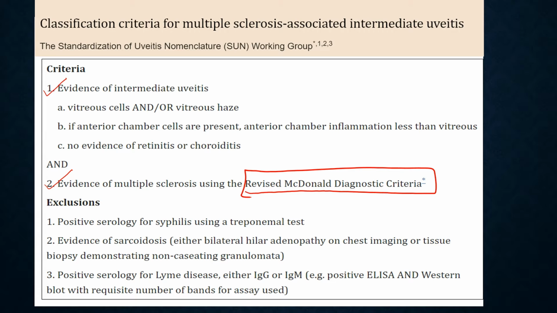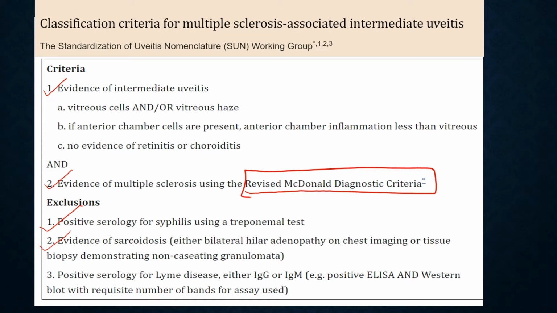Okay, now at the same time, it is very important that you rule out all the other causes of intermediate uveitis which can commonly occur. So this would definitely be syphilis serology, number one, and second is sarcoid. So rule out sarcoid, rule out syphilis, and if the patient lives in an endemic area where Lyme disease is prevalent, then you can actually rule out Lyme's disease as well.